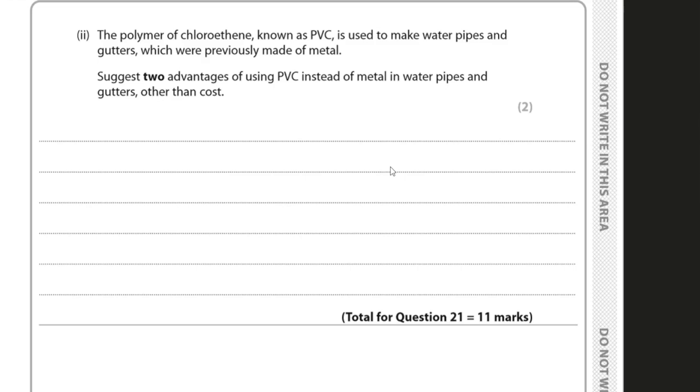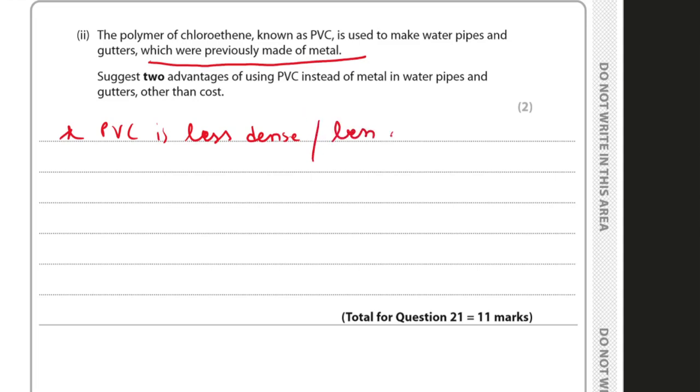Okay, so first of all, the previously given information is that the material used to produce water pipes and gutters was metal, and now PVC is used. Normally, PVC tends to have lower weight, which leads to a lower density as compared to metal. So that's one advantage other than cost, that PVC is less dense or has less weight as compared to a metal.